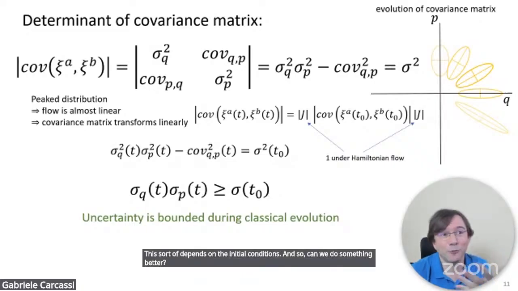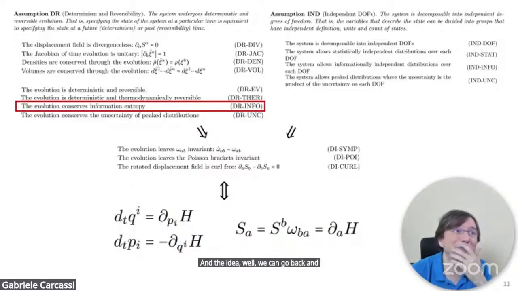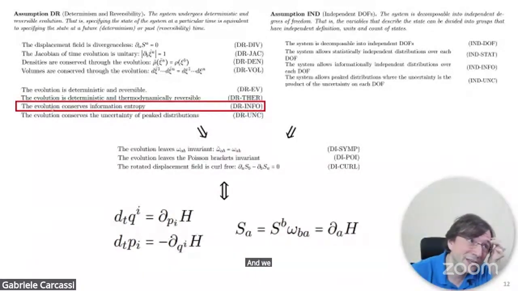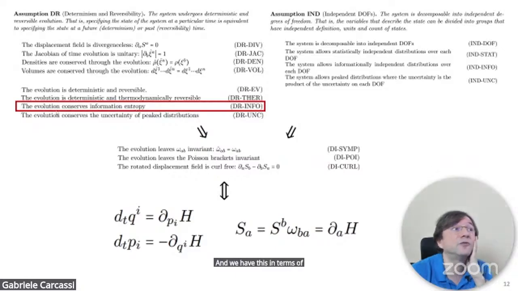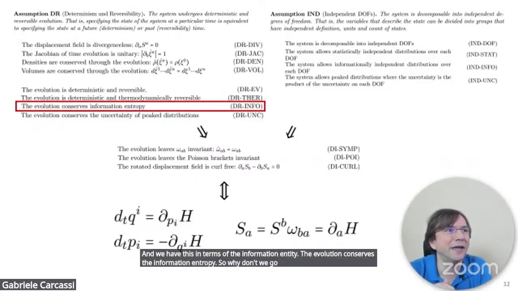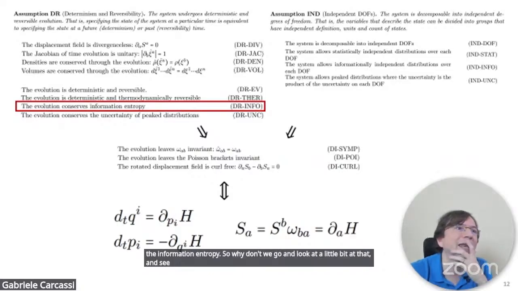And the idea is, well, we can go back and see all the things that we had before and find something else that might be useful. And we have this in terms of the information entropy. The evolution conserves the information entropy. So why don't we look a little bit at that and see what we can figure out.